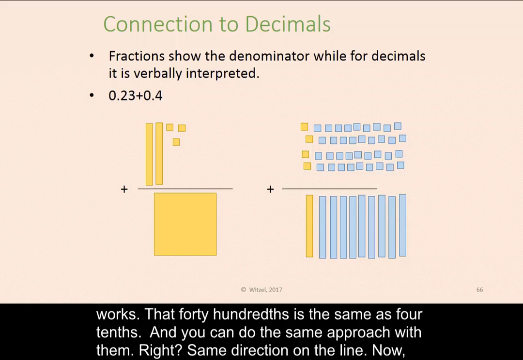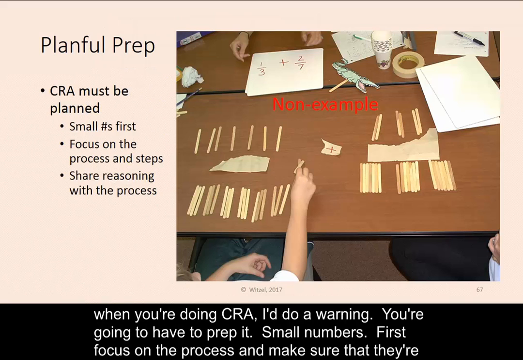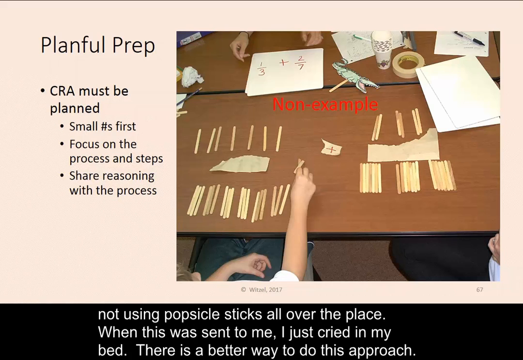Now, when you're doing CRA, I do a warning. You're going to have to prep it. Small numbers first, focus on the process, and make sure that they're not using popsicle sticks all over the place. When this was sent to me, I just cried in my bed. There's a better way to do this approach.